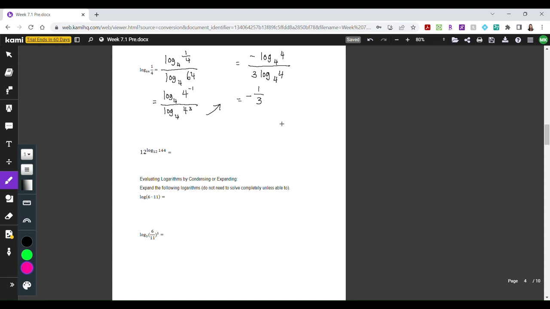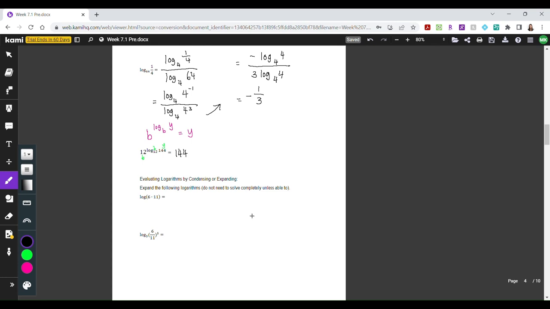Now, this is another property that is under logarithms also. It's more of an exponential. So we have b to the power of log base b of y. Essentially, your solution would equal just y. So let's look at this question. We have 12 to the power of log base 12 of 144. Straight away, I know that if we were to label this, this is b, this is b, this is y, that means I need my answer to be y. So 12 to the power of log base 12 of 144 would equal 144.